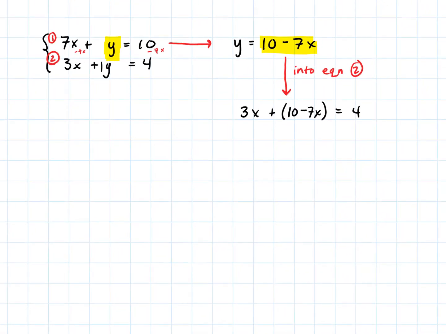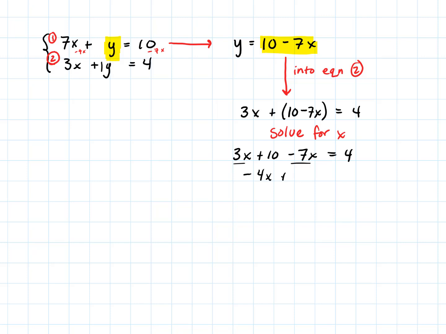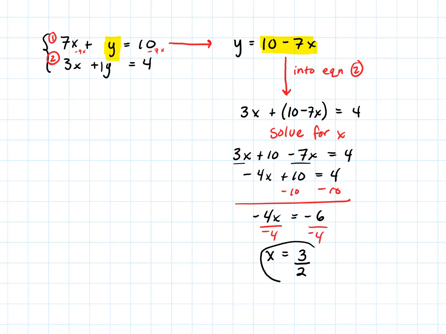So now we're just going to solve for x. We get 3x plus 10 minus 7x equals 4. I'm just dropping the parentheses. Now I'm going to combine like terms. I have 3x and negative 7x, which makes negative 4x plus 10 equals 4. I'm going to subtract 10, and I have negative 4x equals negative 6. Then I'm going to divide by negative 4, being careful throughout to track my signs. Negative 6 over negative 4 becomes a positive, and those both reduce by 2, so a positive 3/2.